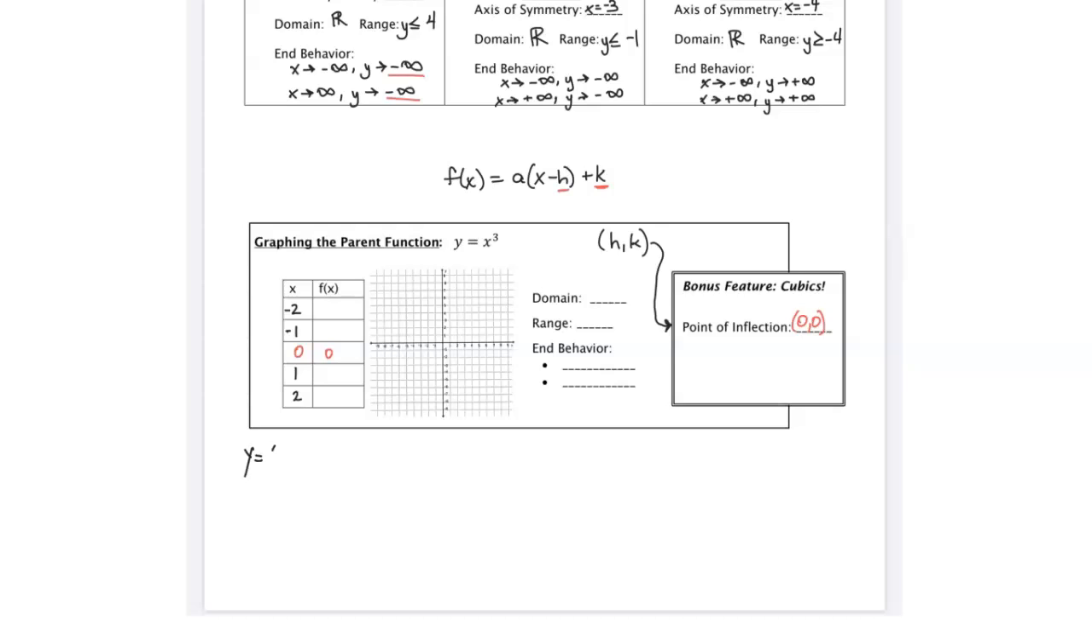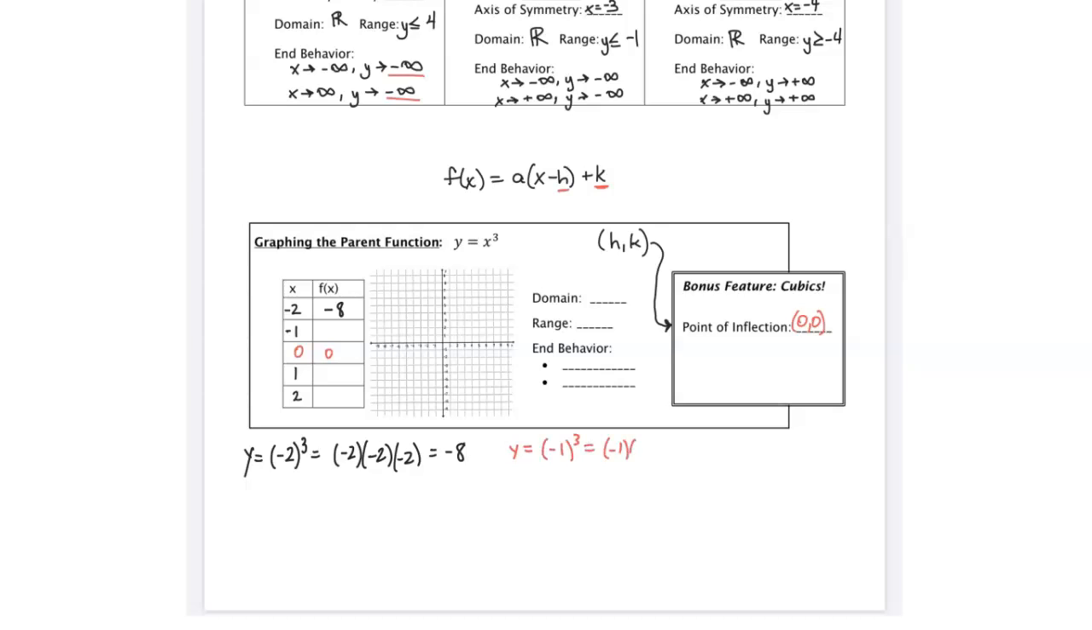So y equals plugging in -2 cubed. This is the same thing as -2 times -2 times -2, which is equal to -8. So this first value is a -8. The second one, you have y equals -1 cubed.